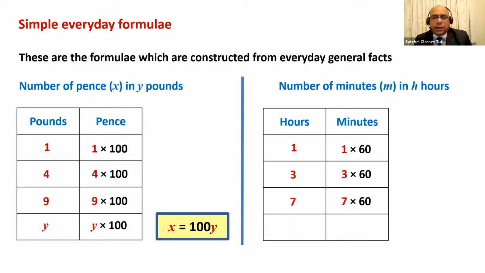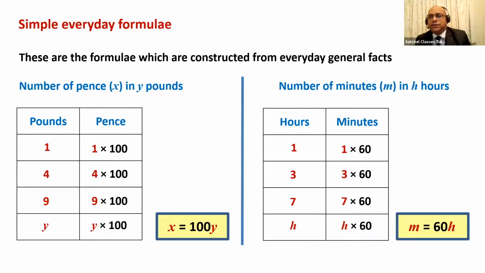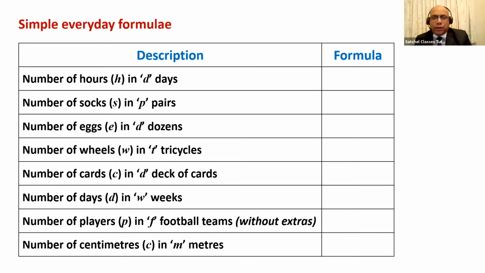And in H hours, if you look at the pattern now, whatever the hours, you multiply it by 60 to arrive at minutes. So H hours will be H times 60. And as given in the question, we need to represent that by the letter M, the number of minutes. So your formula would be M equals 60H, where H is the hours. M is the number of minutes in H hours. So M equals 60 times H. Here are some more for practice. I would like you to pause the video at this moment and try constructing a formula for each of the statements which are given here.